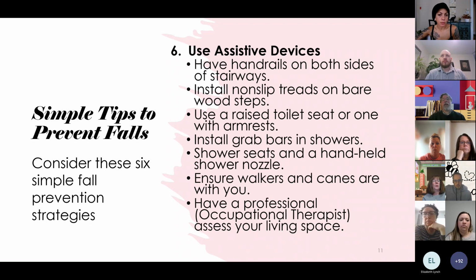Is the person sitting in the recliner and their walker is sitting across the floor? Is their cane with them? And we can have professionals assess the living space. Can we arrange to have an occupational therapist come in and really do some detailed work with the person?